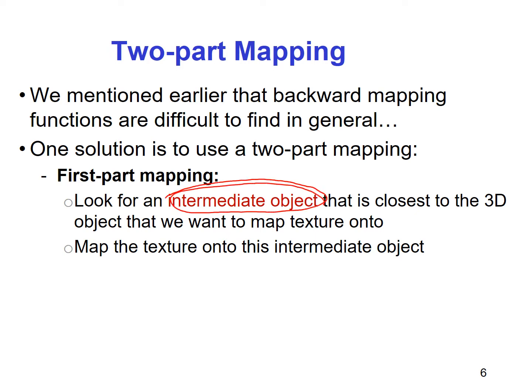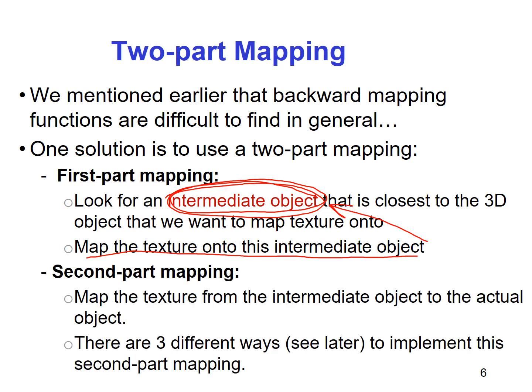So we want to find an intermediate object which resembles in shape the final 3D object on which we want to map the texture. And we map the texture first onto this intermediate object. So we map the texture here. In the second part mapping, we map the texture from the intermediate object to the actual object itself. So we go in two steps. From the texture, we go to an intermediate object, and then from there, we go to the actual object.